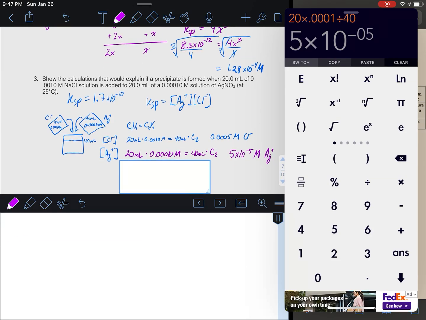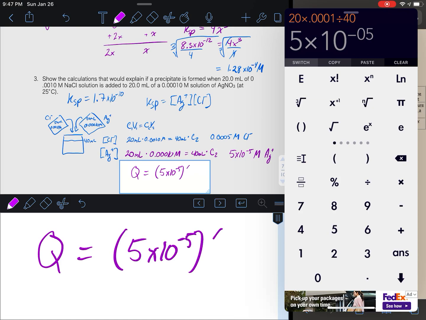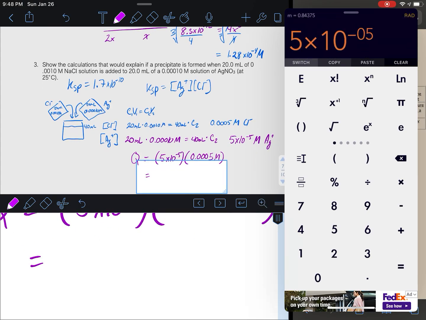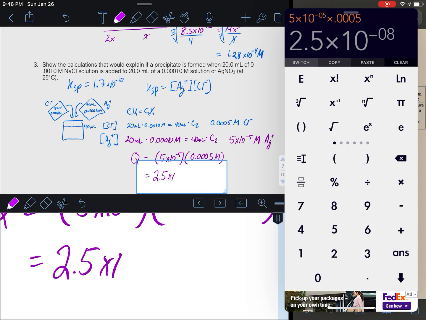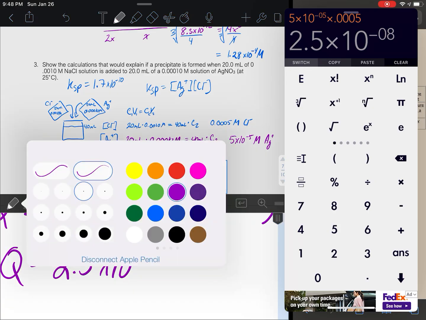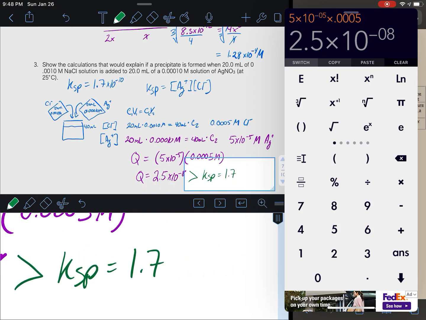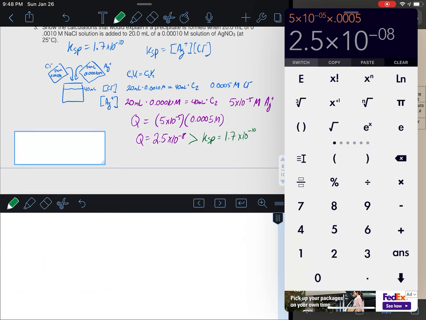Okay, so now I do a Q test essentially. The silver, 5 times 10 to the negative 5, times the 0.0005 molar chloride, and the result is 2.5 times 10 to the negative 8 for Q. Is Q bigger than Ksp? So Q is certainly bigger than Ksp, which is the value I didn't give you on this page, but I would have to give you on the exam. And so that means that a precipitate forms.